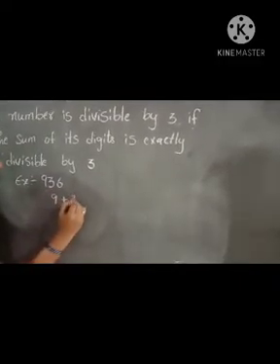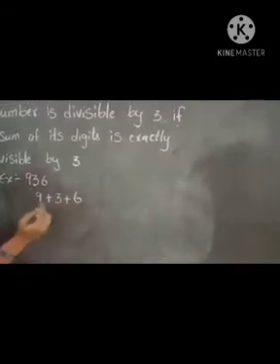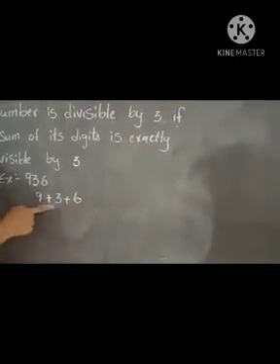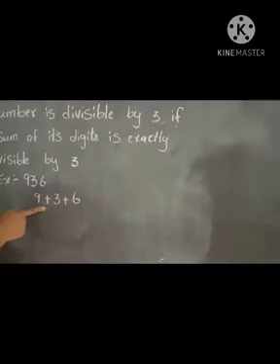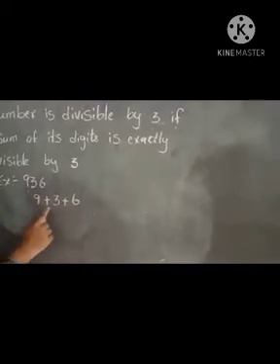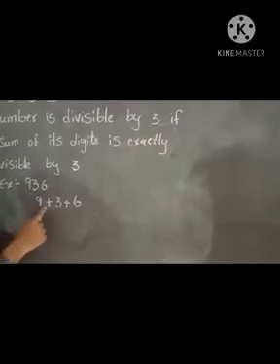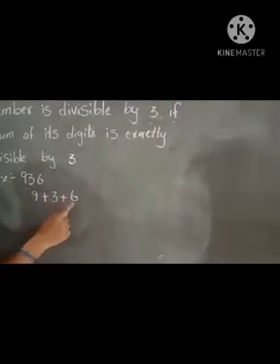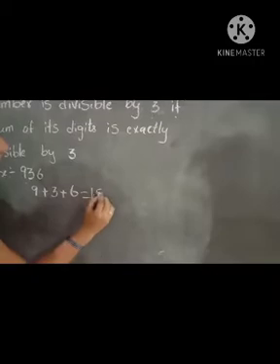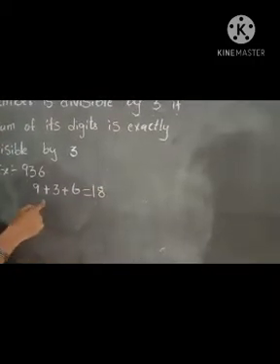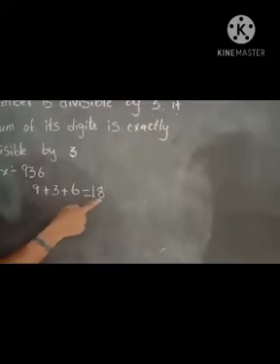9 plus 3 plus 6. Sum of the digits means we have to add these three numbers. Okay, what is the number here? 9 plus 3 plus 6. 9 plus 3 means how much? 9, 10, 11, 12. 12 plus 6 is equal to how much? 18. Okay. See, children, 9 plus 3 is equal to 12. 12 plus 6 is equal to 18.